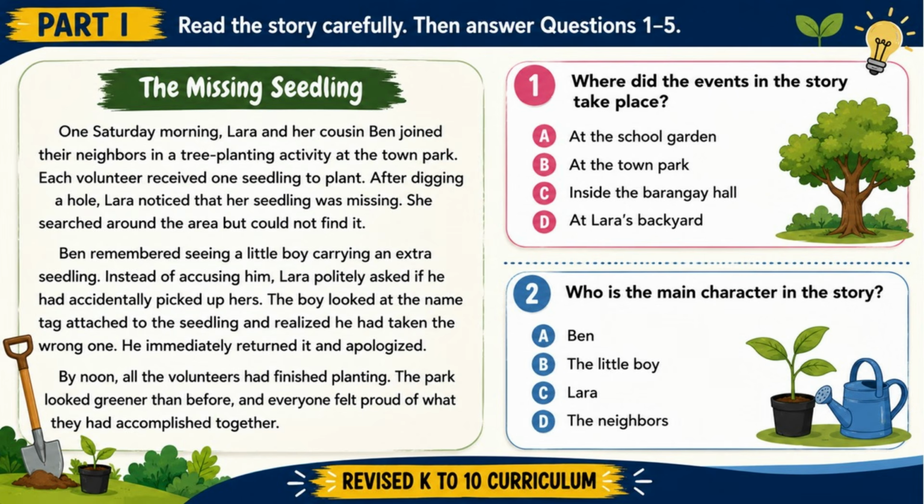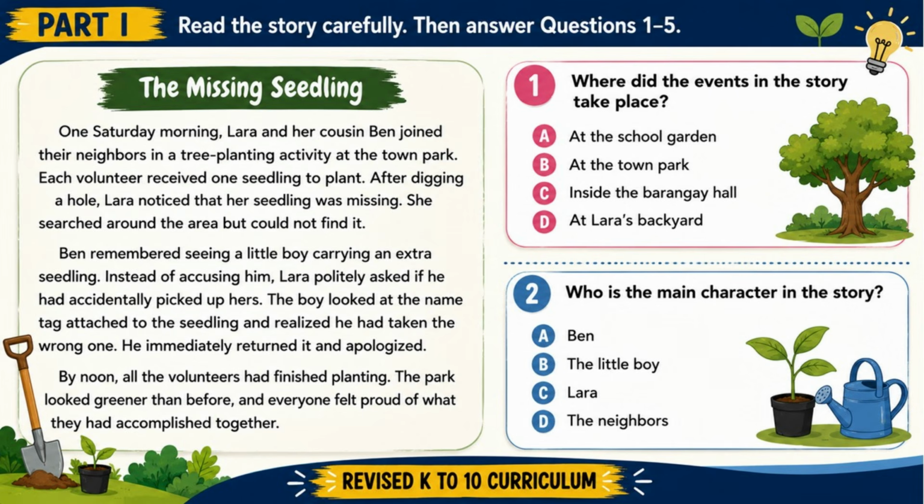Ben remembered seeing a little boy carrying an extra seedling. Instead of accusing him, Lara politely asked if he had accidentally picked up hers. The boy looked at the name tag attached to the seedling and realized he had taken the wrong one. He immediately returned it and apologized. By noon, all the volunteers had finished planting. The park looked greener than before, and everyone felt proud of what they had accomplished together.